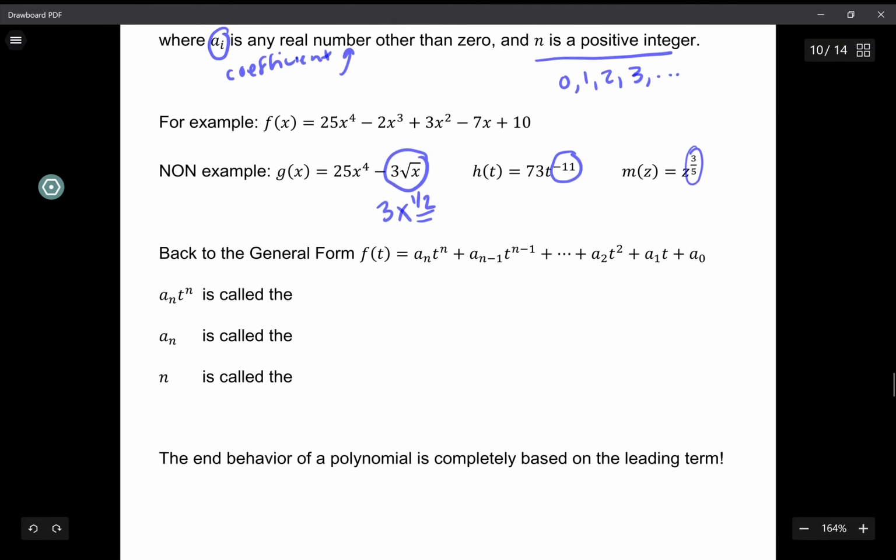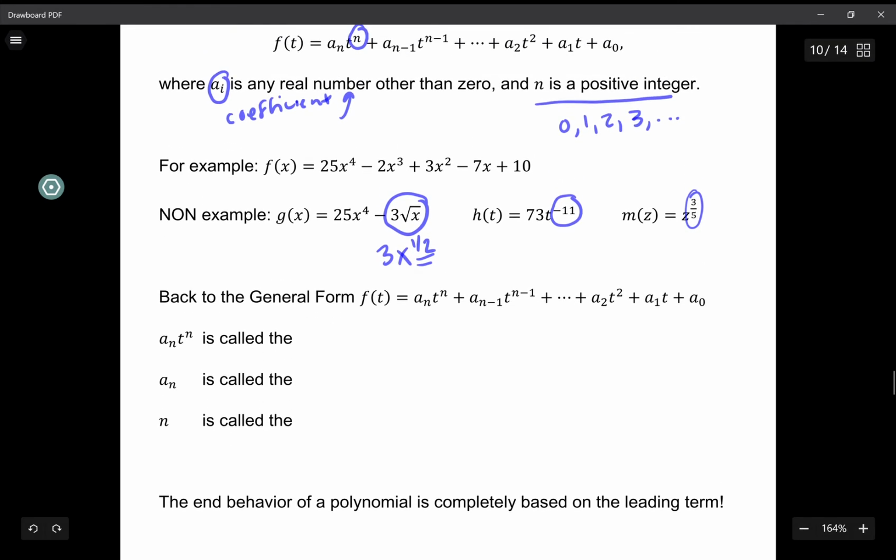So let's go back to the general form. This is polynomials written in order of decreasing degree. That means it goes down 4, 3, 2, 1, 0 powers on the x. If you write it in order of decreasing degree, this first term is called the leading term. Obviously, if you don't put it in order of decreasing degree, anything could be the leading term. So you need to put the highest degree first, and that's going to be the leading term. A sub n is called the leading coefficient, and n is called the degree of the polynomial.